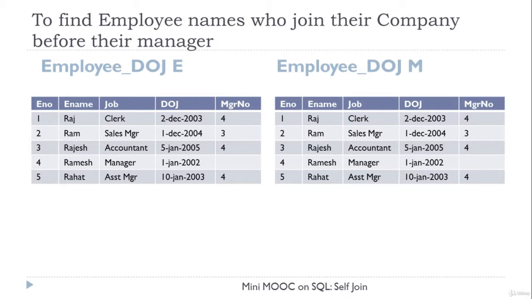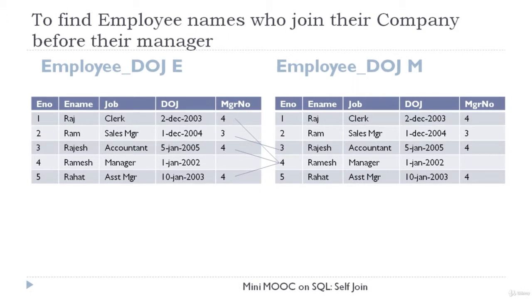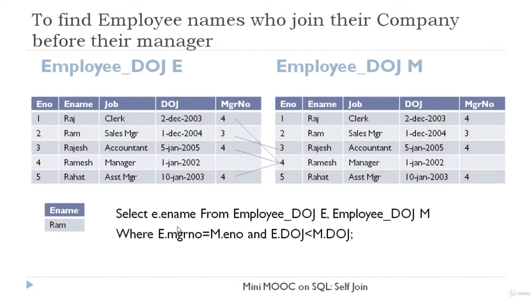Here we have created two copies of employee date of joining. One is E and another is M. And we have paired each employee with their corresponding manager by enforcing a joining condition where manager number of first table is equal to employee number of second table. Since the date of joining of Ram is less than the date of joining of his manager Rajesh, so Ram will appear as the output. And the query for this output is select ename from employee E and employee M, where E.manager number is equal to M.employee number, and employee date of joining is less than manager's date of joining.